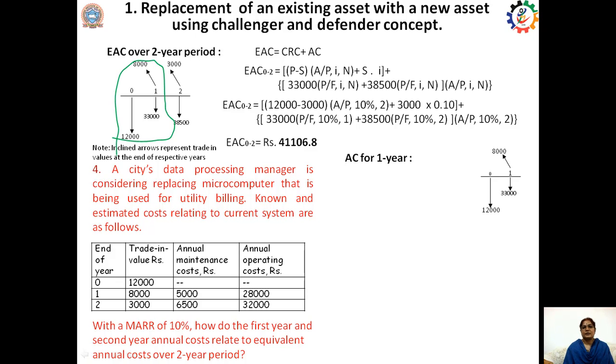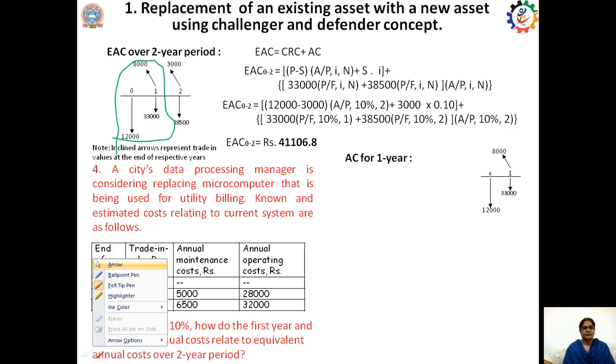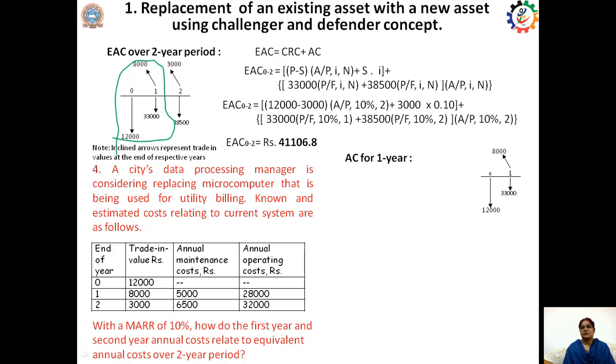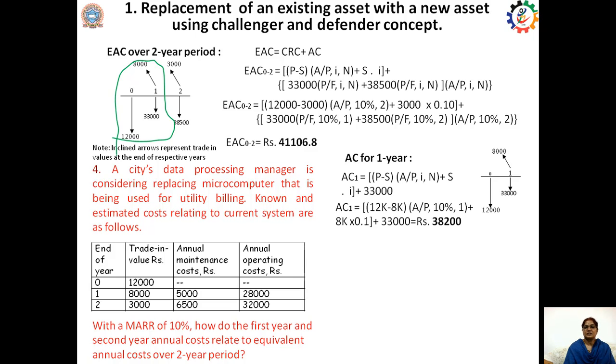So 12,000 is the initial cost and 33,000 is the annual cost. Trade-in value or the resale value is 8,000. For that calculation, note that I've used K here just to save space. I wanted to show all 3 calculations in one slide. So 12K stands for 12,000, 8K, 8,000, like that. Year considered is 1 because it will be kept only for 1 year, and annual cost included is only 33,000. So the answer is 38,200.